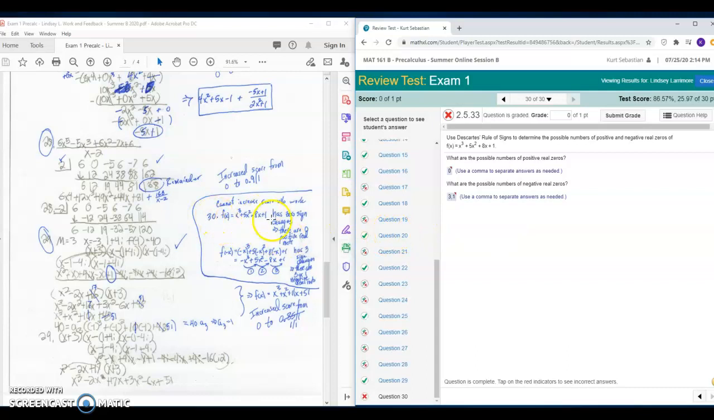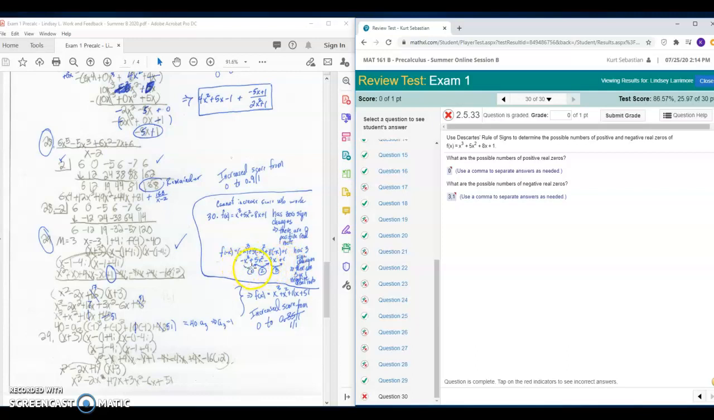Now, again, Descartes' rule of signs. You look at the function itself. Are there any sign changes? That goes from positive to positive to positive to positive, so there are no sign changes. When there are 0 sign changes, that means there can be 0 positive real roots. Then you look at f of minus x, plug in minus x everywhere you see an x, and then simplify it. So you get minus x cubed plus 5x squared minus 8x plus 1.